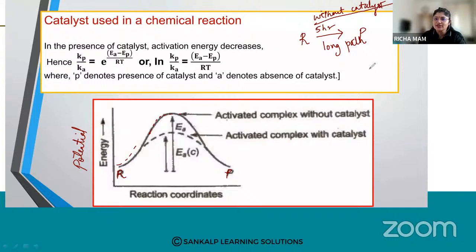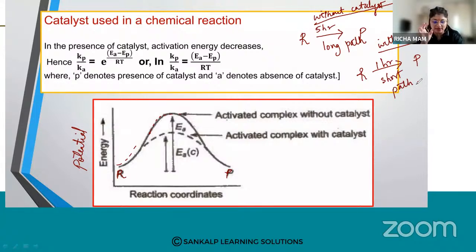And the same reaction is giving you products. In the presence of catalyst, what will happen? The same reaction will take place in 1 hour. So it is a short path. It will undergo a very short path. So what is happening here? We can see that.